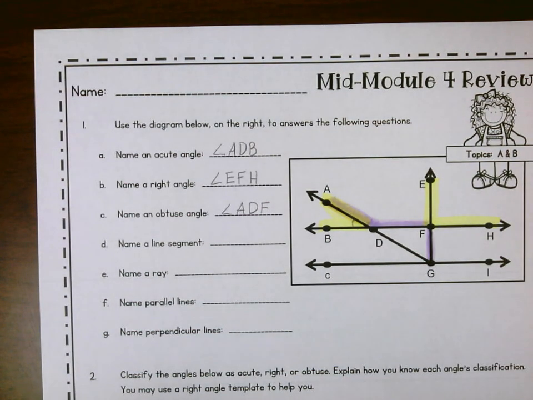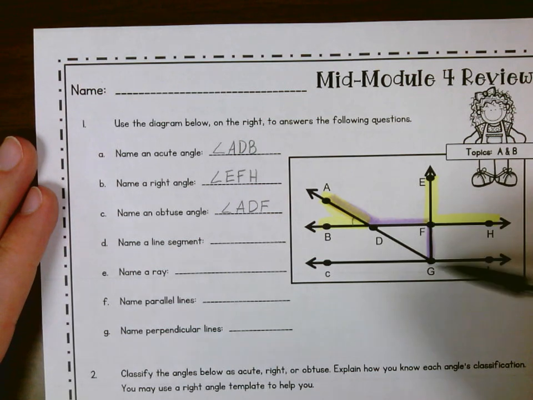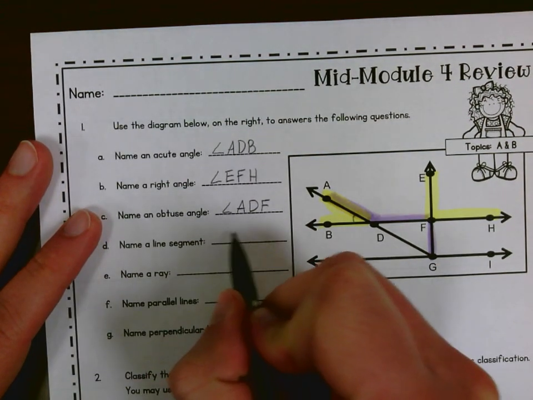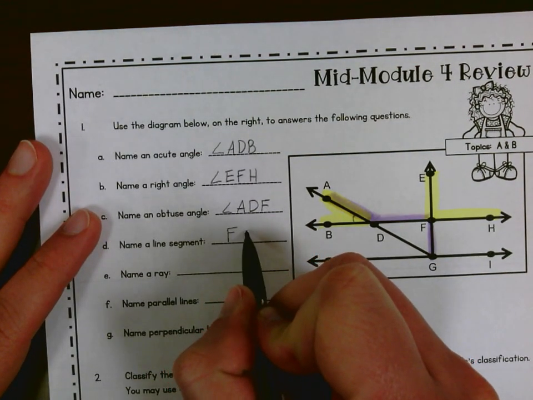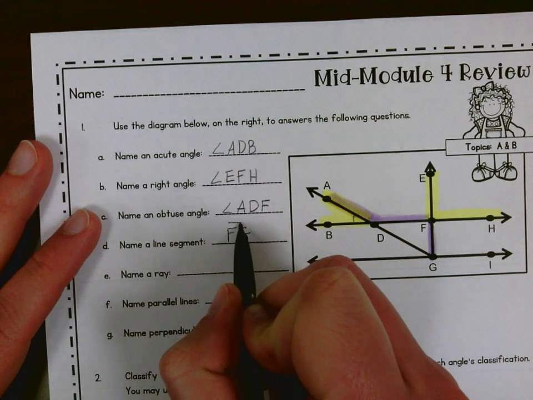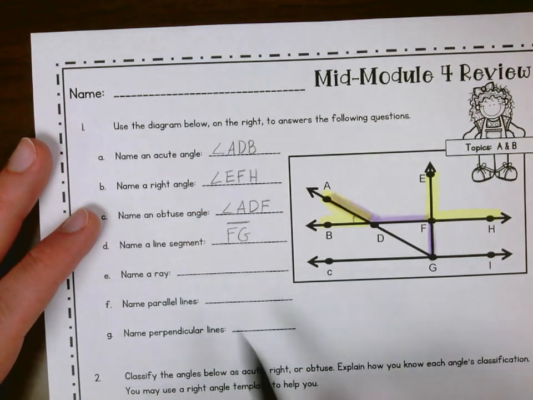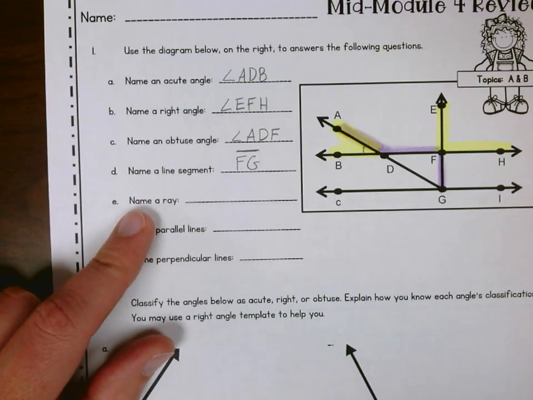Points G and F are connected to make a line segment, or FG. I'll just go top to bottom. So point F and point G, and then I put a little line segment on top to signify that it's a line segment. Now I'm looking for a ray.